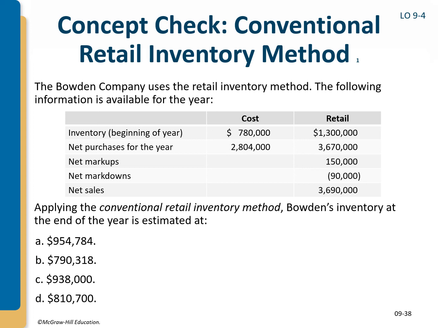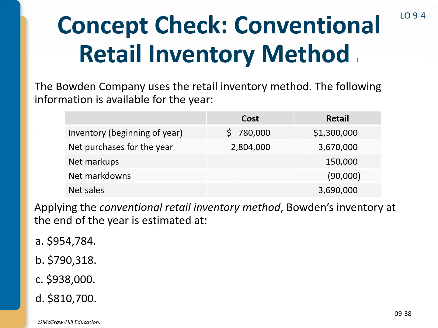So let's take a look at the conventional retail method. Bowden uses the retail inventory method, conventional. So remember, these different methods are just the way we're calculating our cost to retail percentages. All the items we talked about originally are added and subtracted. So we have cost $780,000, retail $1,300,000 of the beginning inventory. Net purchases for the year, $2,804,000 in cost, $3,670,000 in original sale price. Markups on those items, $150,000, markdowns are $90,000, and they sold $3,690,000.